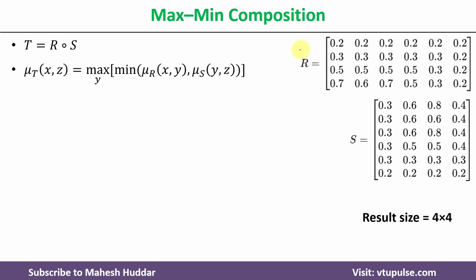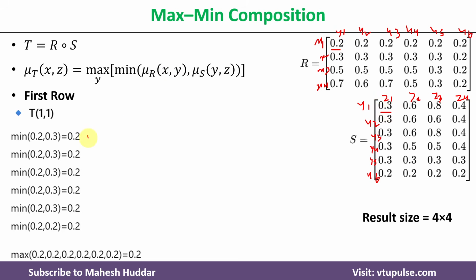And this fuzzy relation R is written with rows x1, x2, x3, x4, and columns y1, y2, y3, y4, y5, y6. And for the second fuzzy relation, we will write the rows as y1, y2, y3, y4, y5, y6, and for columns, we will write z1, z2, z3 and z4. So first I will consider the first row, and here the values are x1, y1. We need to compare x1, y1 with y1, z1. In these two values, the minimum value is 0.2. That is what I have written here.